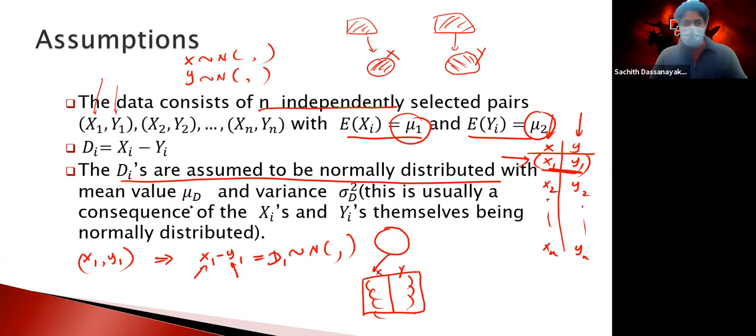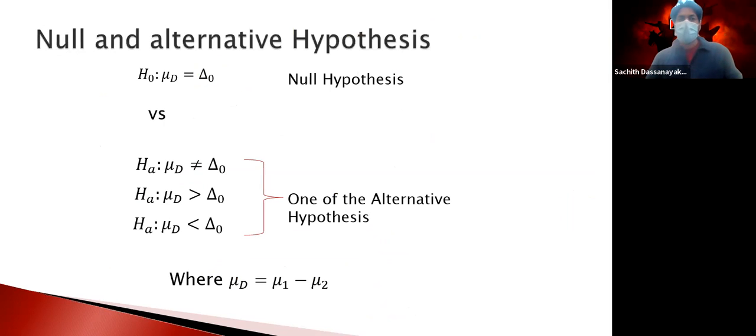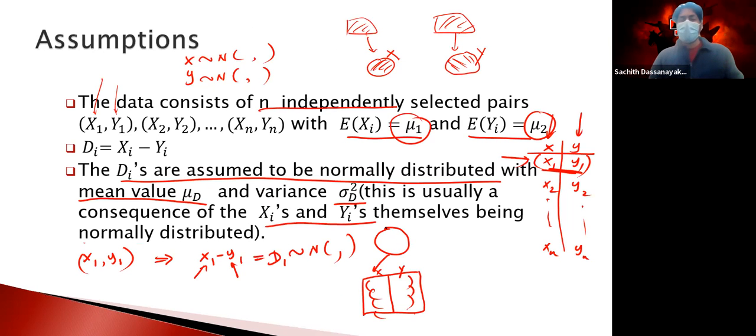So they have mentioned that the normally distributed di's mean is mu d and variance is sigma d squared, because the xi's and yi's are normally distributed. That's the reason. Okay, clear? Simply, you can calculate this mu d by taking the expected value of xi minus the expected value of yi.